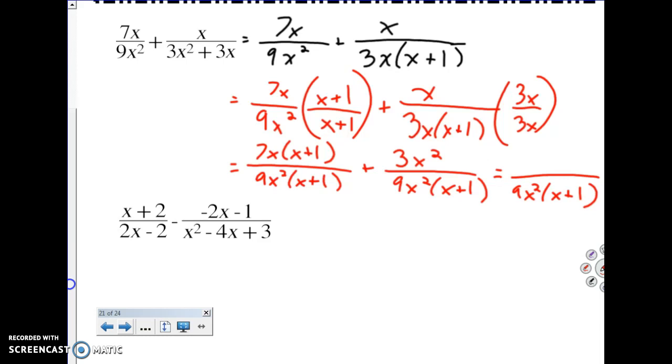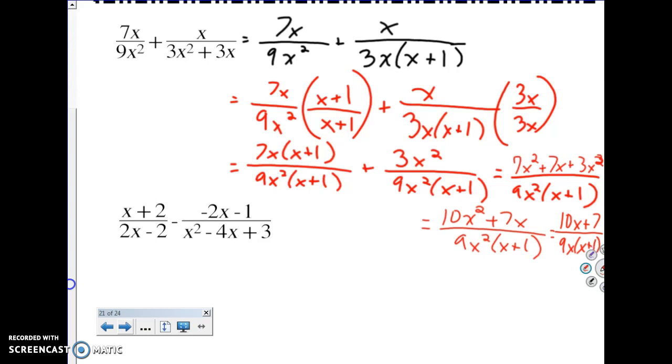So I'm going to also expand the first one I'm looking at there. 7x times x plus 1 is going to be 7x squared plus 7x, and then I have plus 3x squared. So my final answer is 10x squared, not cubed, sorry about that, plus 7x all over 9x squared times x plus 1. And then you can factor out an x out of the top. So I have 10x plus 7 over 9x times x plus 1.